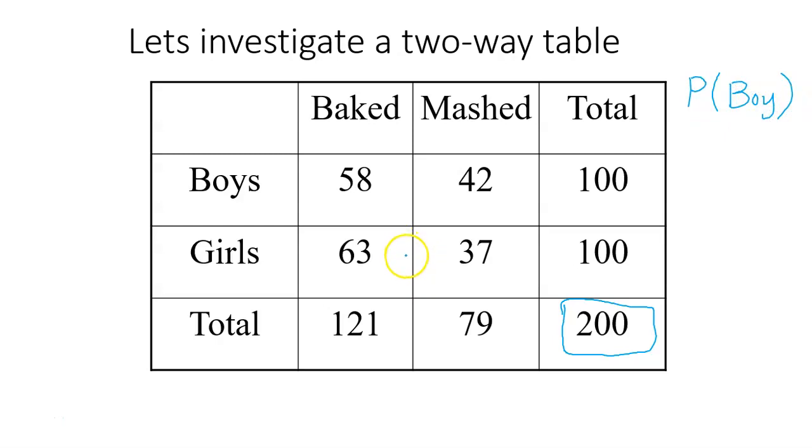So the probability that they would be a boy in this group would just be the total number of boys over the total number of people, right? So there are 100 boys total, and there are 200 people total, which means the probability of getting a boy, if all of these people's names were in a hat or a bag and we drew one out, there'd be a 50% chance that we got a boy.